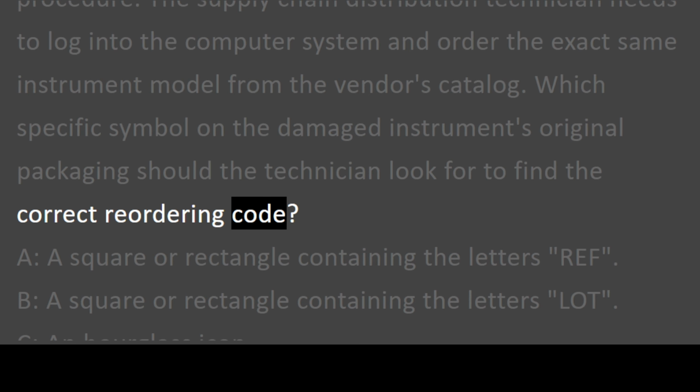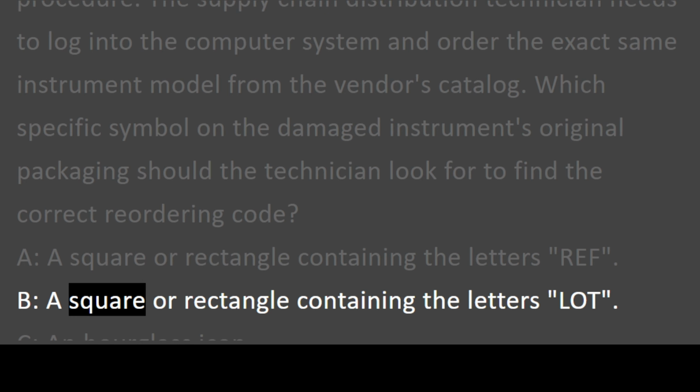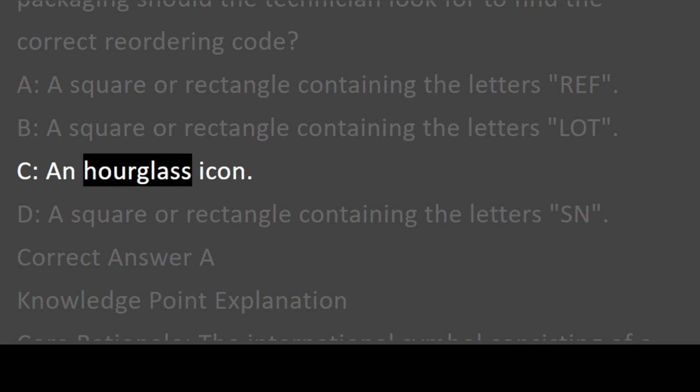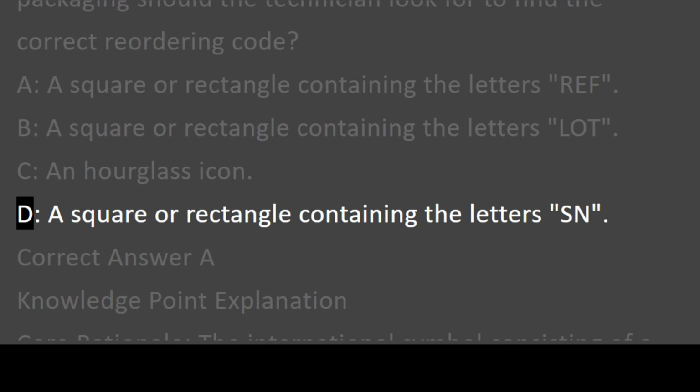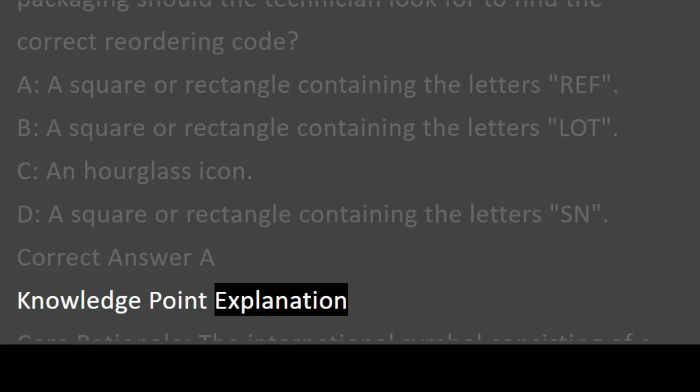correct reordering code? A. A square or rectangle containing the letters REF. B. A square or rectangle containing the letters LOT. C. An hourglass icon. D. A square or rectangle containing the letters SN. Correct answer A. Knowledge point explanation.